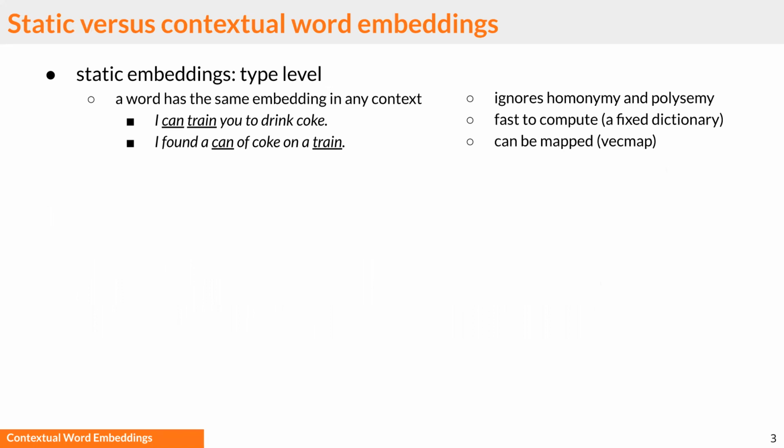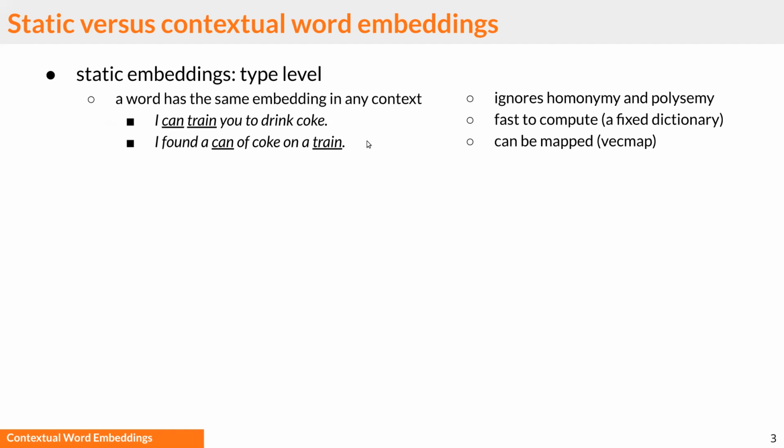So if you have these static embeddings, they are so-called type level. So for each word, you have just one embedding based on a fixed dictionary. So it doesn't depend on the immediate context. Well, it does depend on the context in which the word appears in the corpus. Of course, this is how the embeddings are computed. But in the given sentence, it doesn't take the context into account.